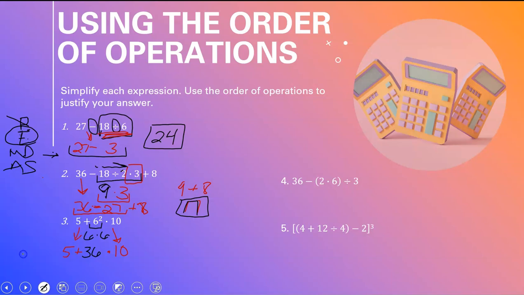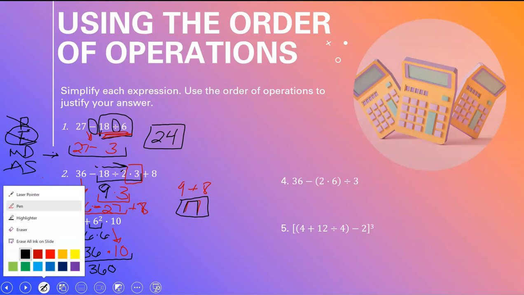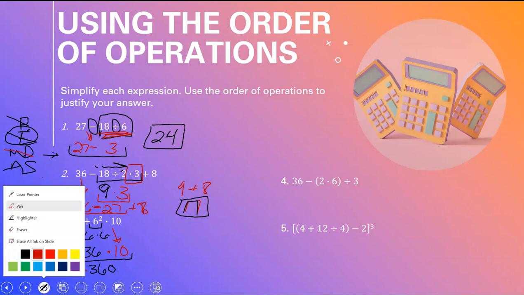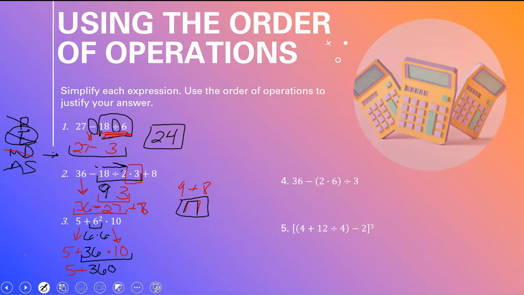And then we go ahead to our next step, which is looking at any multiplication or division. We spot multiplication. 36 times 10. That's an easy one. There you go. 360. Everything else falls down. So that 5 plus. And then we, last step, do that addition and subtraction. So we have 5 plus 360. 365.